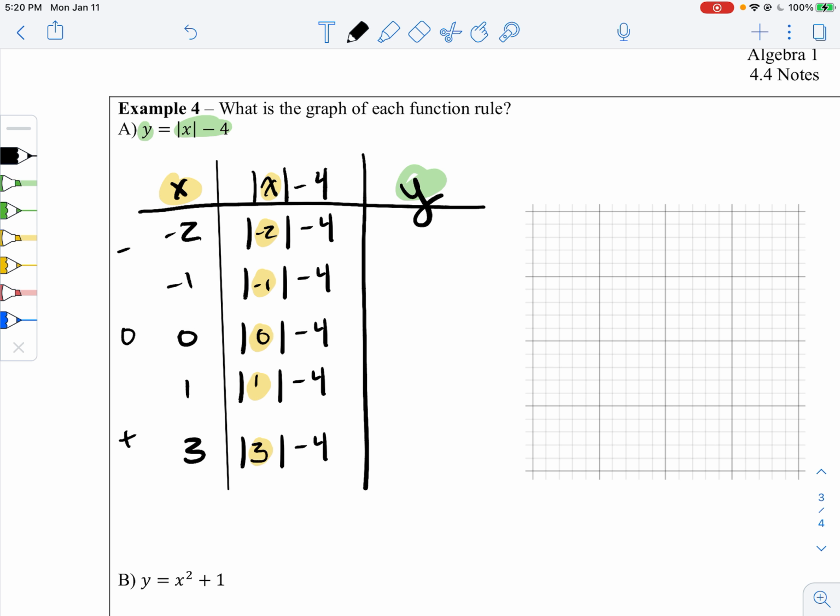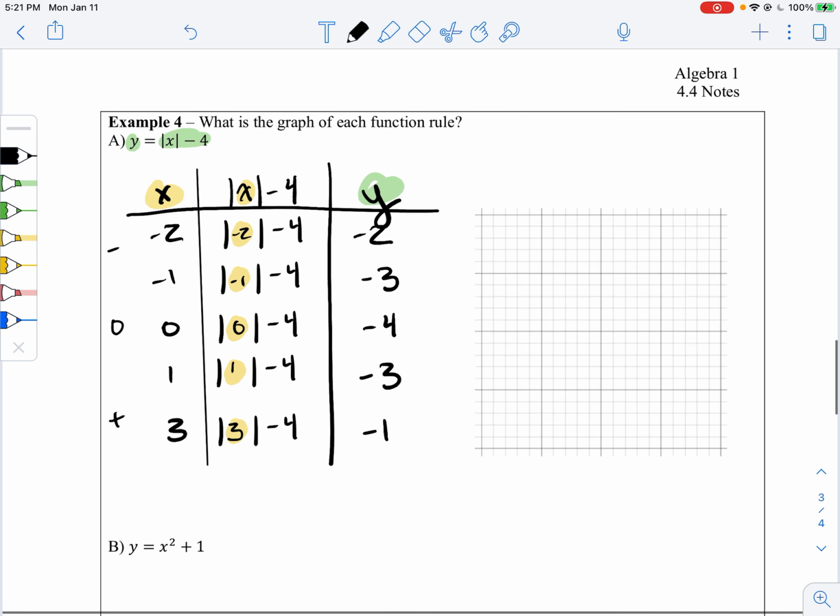I'm going to say what that is. The absolute value of -2 is 2, minus 4 is -2. The absolute value of -1 minus 4 is 1 minus 4, which is -3. 0 minus 4 is -4. 1 minus 4 is -3, hey, that's cool. 3 minus 4 is -1. Well, to put us in a negative mood.